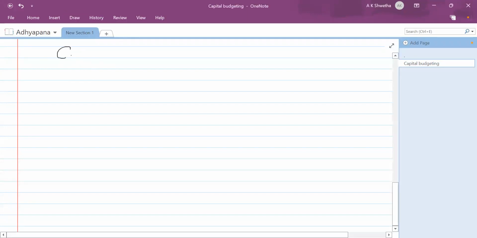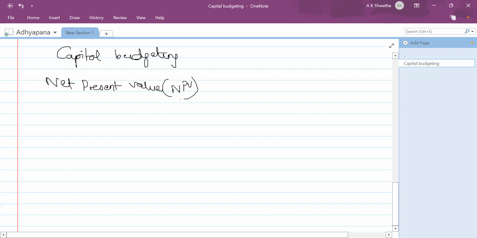Okay, so today I will be giving a demo on the topic of capital budgeting, where we will be discussing the concept of net present value. Net present value is NPV in short.